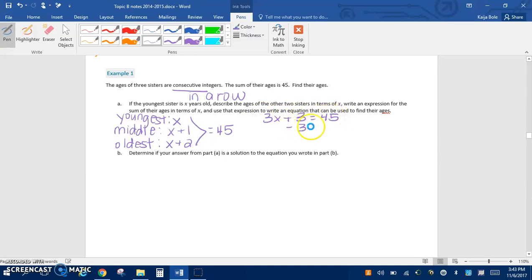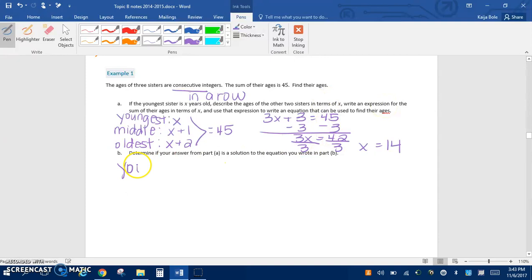So I'm going to subtract 3 from both sides. So I get 3x equals 42. And I divide by 3 on both sides. I get x equals 14. So now we have to determine their ages.